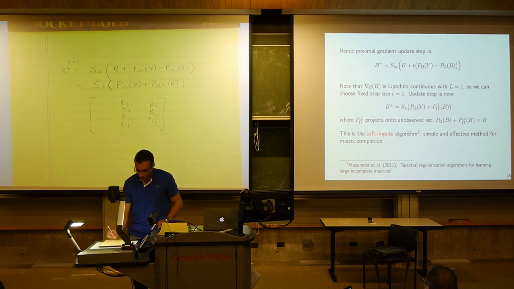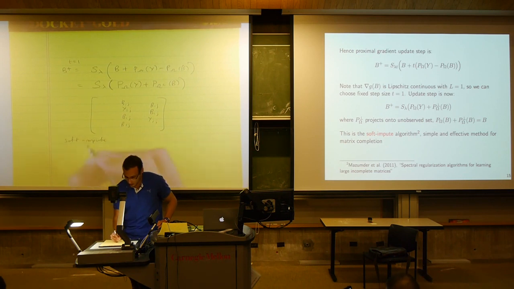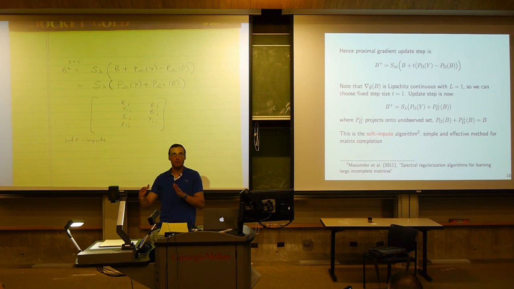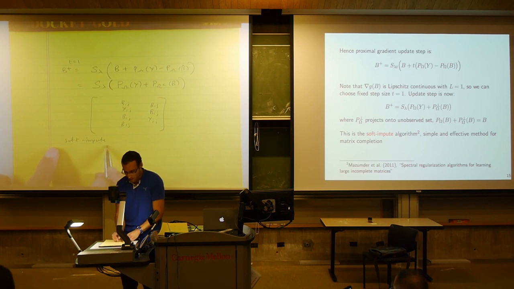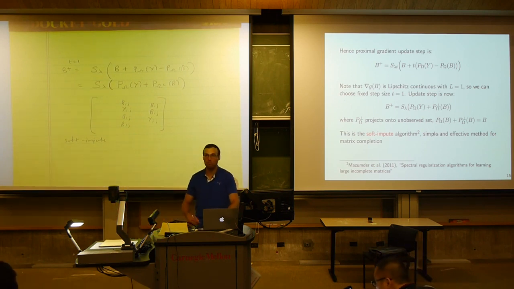In fact, this is sometimes called the soft impute algorithm. Right? We're imputing the missing entries at every step, and we're doing so in a soft sense because at every point we're making the matrix have lower and lower rank by soft thresholding the singular values. And when this was proposed initially, it was not even realized that this was proximal gradient. This algorithm was proposed on its own as a natural algorithm for solving this problem.